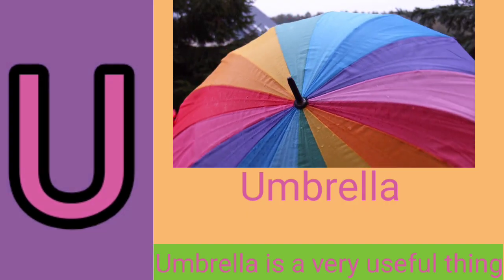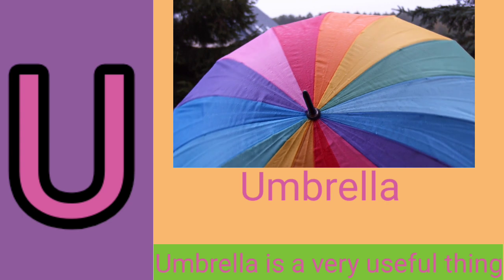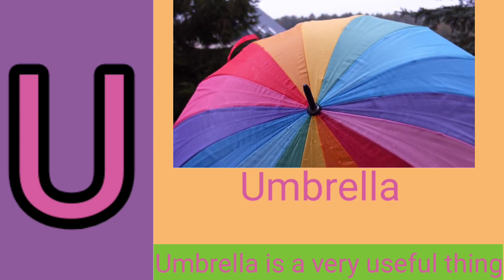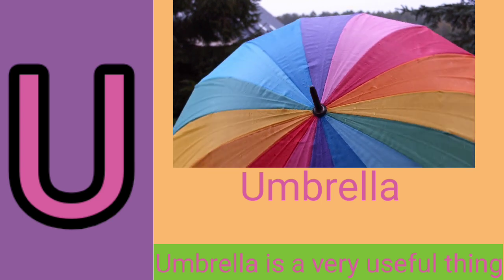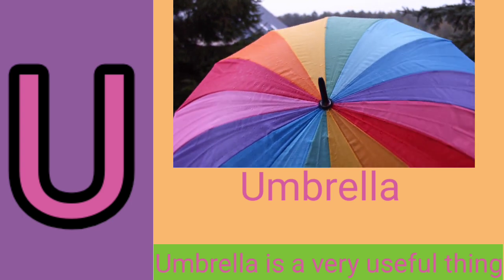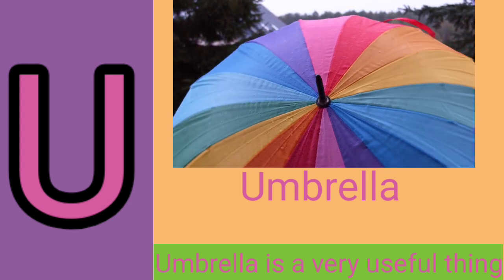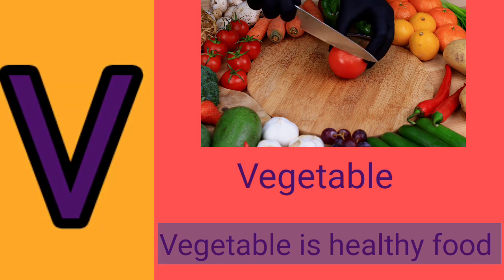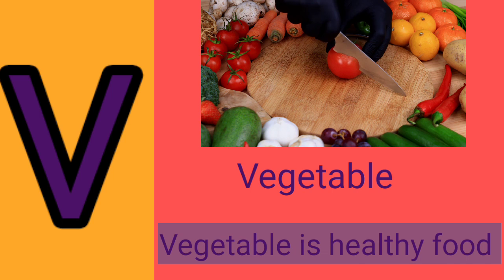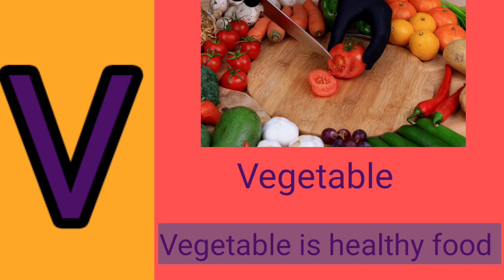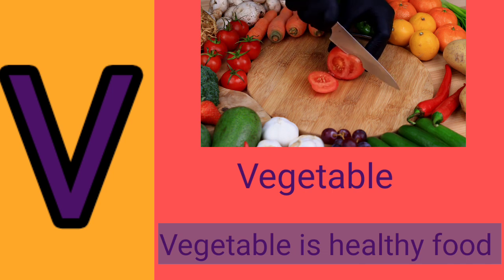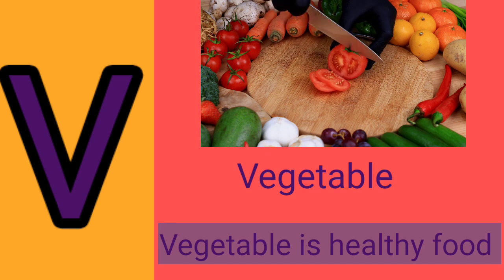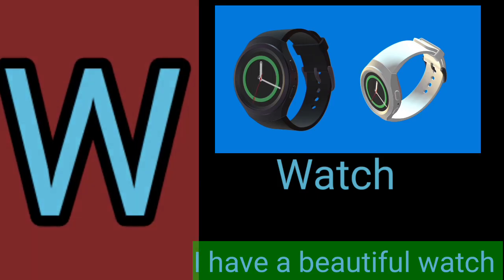U for umbrella. U, M, B, R, E, L, L, A. Umbrella. Umbrella is a very useful thing. V for vegetable. V, E, G, E, T, A, B, L, E. Vegetable. Vegetable is healthy food.